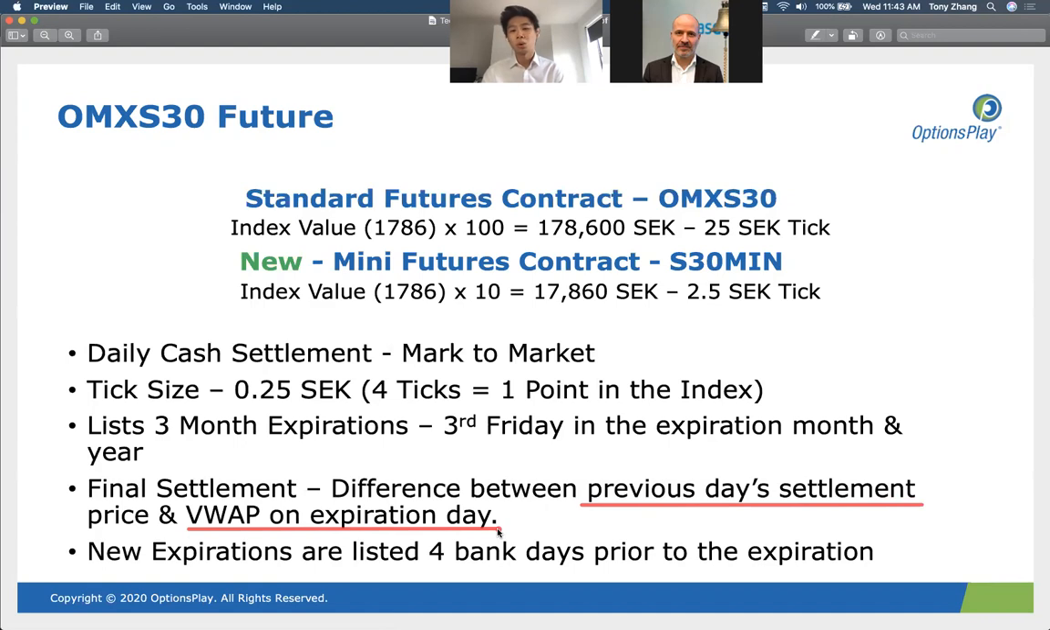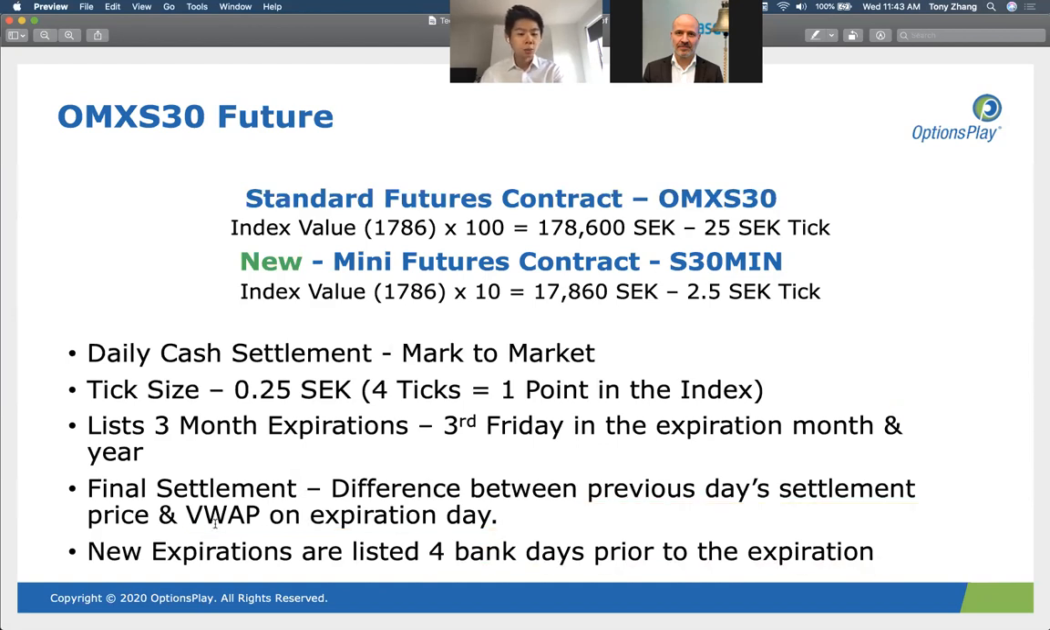You usually won't hold the futures contract in the last 1, 2, or 3 days prior to expiration, because at that point, that's usually when liquidity will roll off of the front month and liquidity will shift to the next month. It's usually in the last week, about 3 to 4 days before expiration, where those rolls start to happen. And usually that's when new expirations are listed, and the new expirations are listed 4 bank days prior to the expiration of the front month.